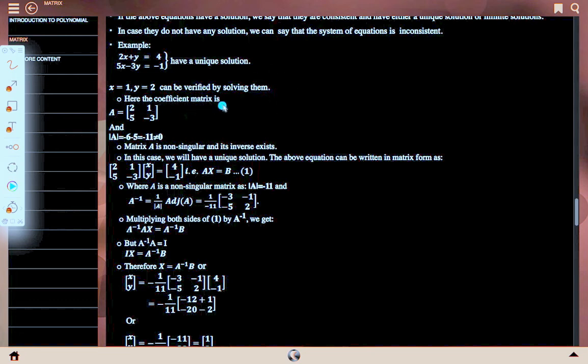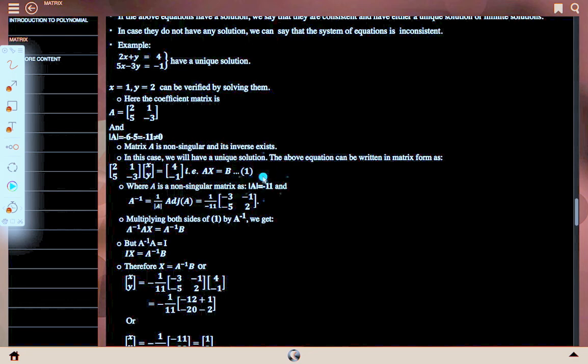Here the coefficient matrix is A equals 2, 1, 5, minus 3. And the determinant of A equals minus 6 minus 5 equals minus 11, which does not equal 0. Matrix A is non-singular and its inverse exists. In this case, we will have a unique solution. The above equation can be written in matrix form as 2, 1, 5, minus 3 into x, y equals 4, minus 1. That is A into X equals B.